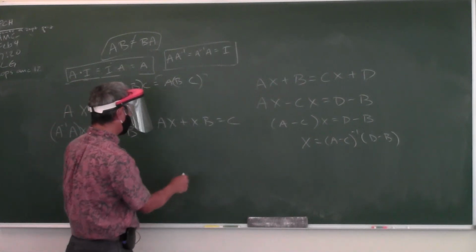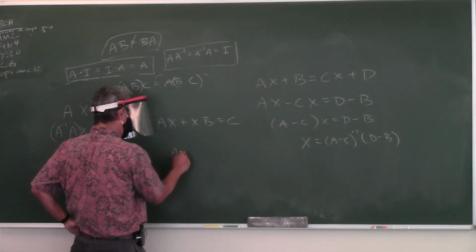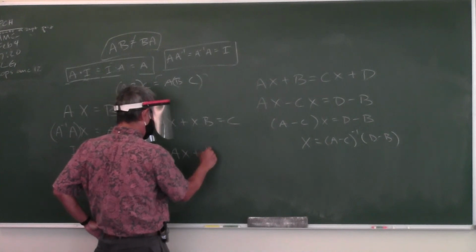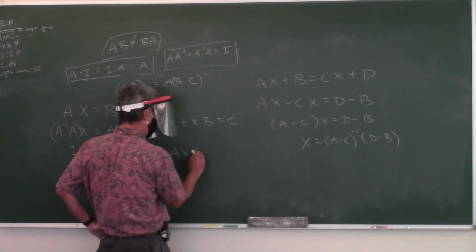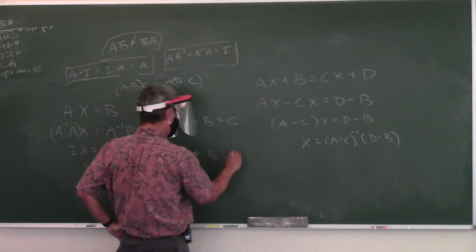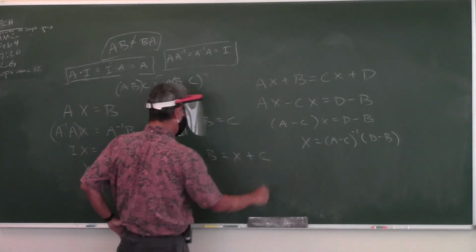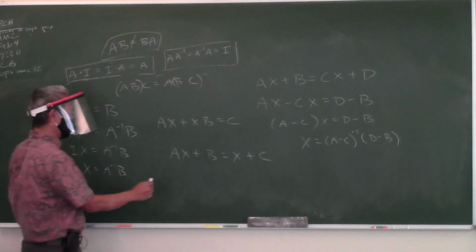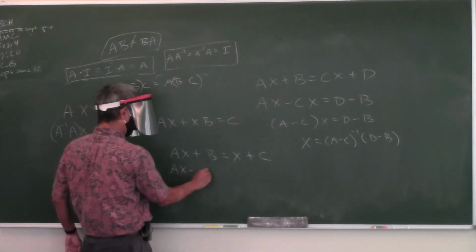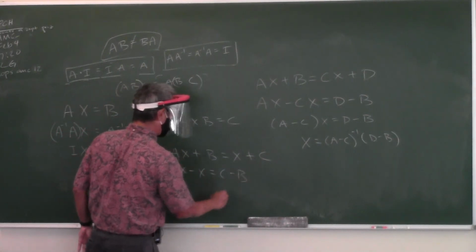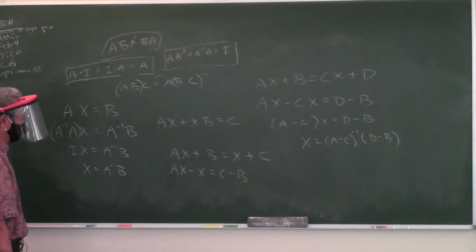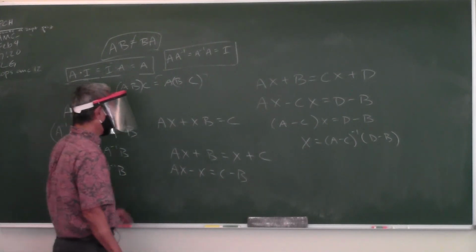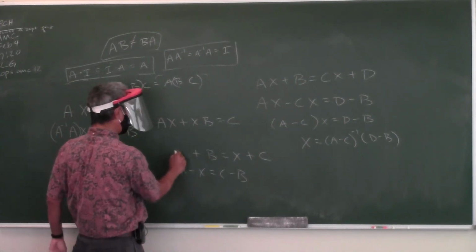Okay, one more and then good enough. How about AX plus B is equal to X plus C? Okay, put all the X's on one side, and everything else on the other. Is that legal? Yep. Okay, now, you know what? Let me change this. Let's change this to XA.